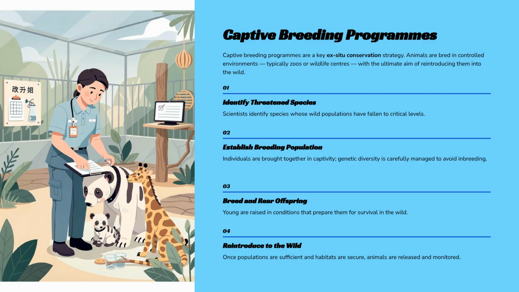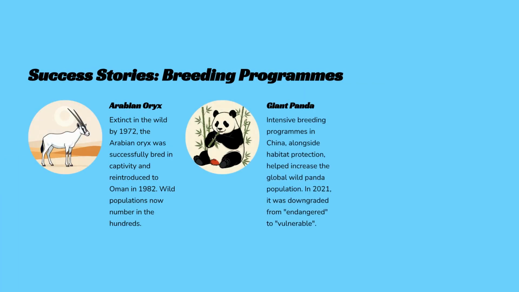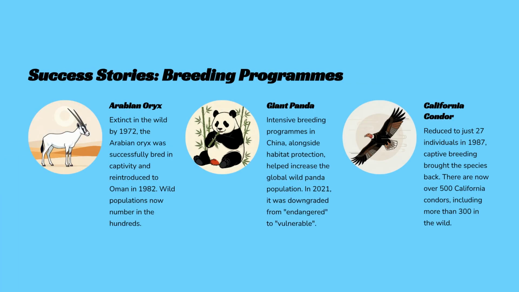Captive breeding is a key ex situ strategy. It involves identifying threatened species, managing their breeding to ensure genetic diversity, rearing offspring, and eventually returning them to the wild. Success stories like the Arabian oryx, giant panda, and California condor prove that these intensive breeding programs can effectively bring a species back from the brink of extinction.